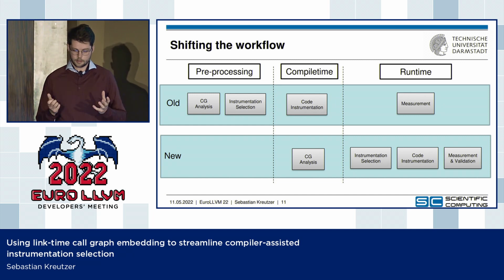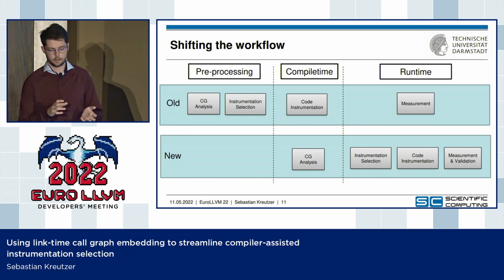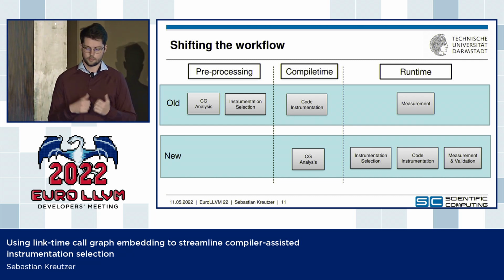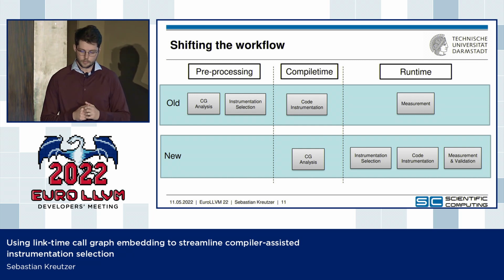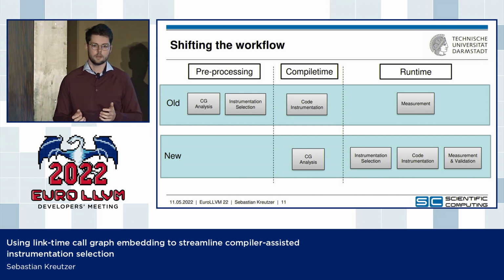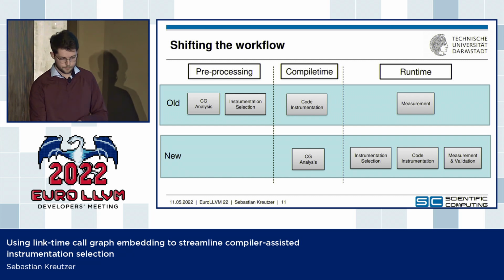And at runtime, what we can now also do is use this call graph that we now have available to do some validation. For example, to check that all edges are consistent between the static call graph and the call chain that we actually observe at runtime.